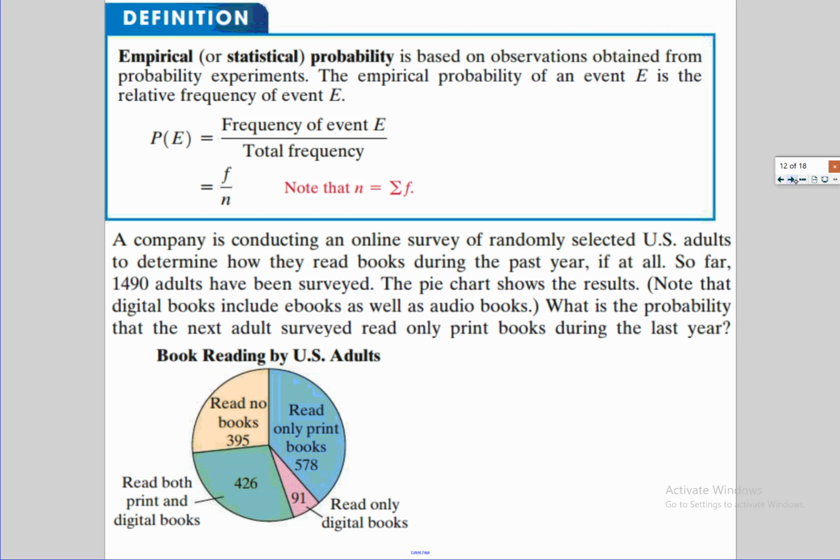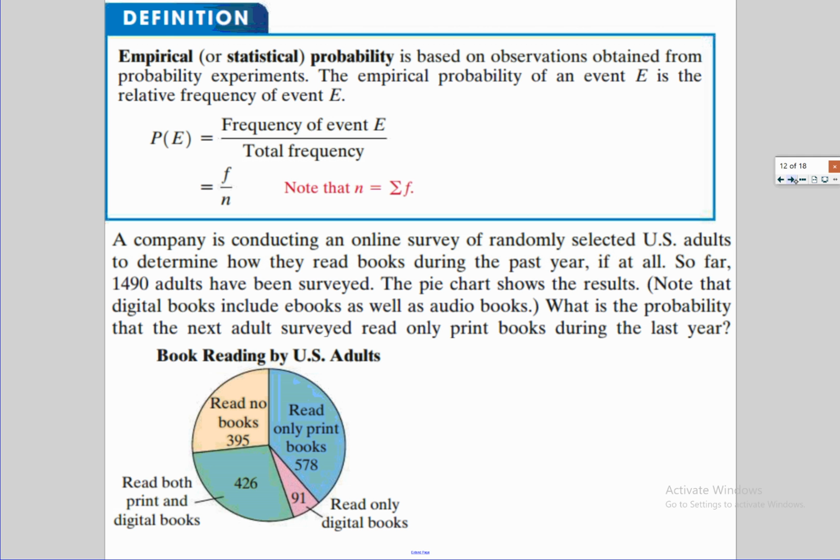Okay, so little pie chart at the bottom. This is a quick one. We've got survey results. This is book reading by U.S. adults, and it tells you how many read different kinds of books. The question is, what is the probability that the next adult surveyed read only print books during the last year? So how many adults only read print books?